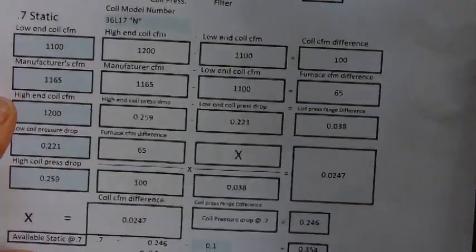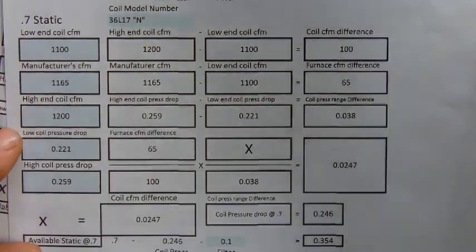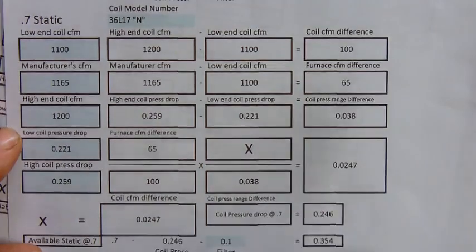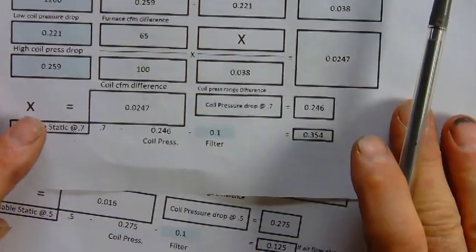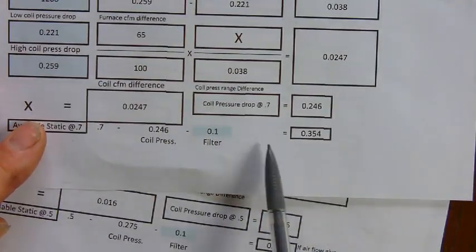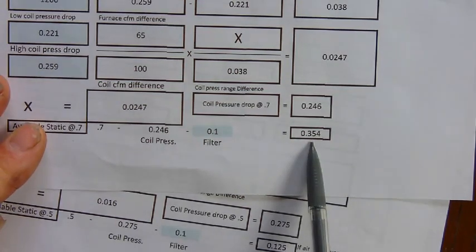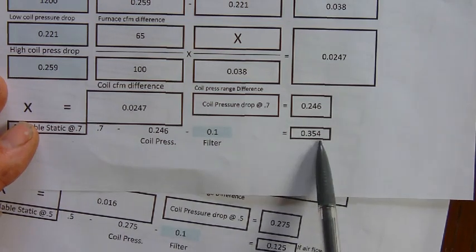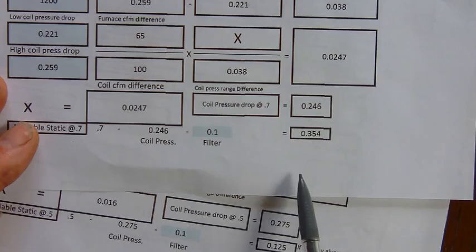So now if we go to 0.7, once again substituting in our pressure drops, we end up with an available static pressure of 0.35. Theoretically, this is still within that range of 0.25 to 0.35, but it's right at the top end, and it is slightly exceeding that maximum of 0.35.